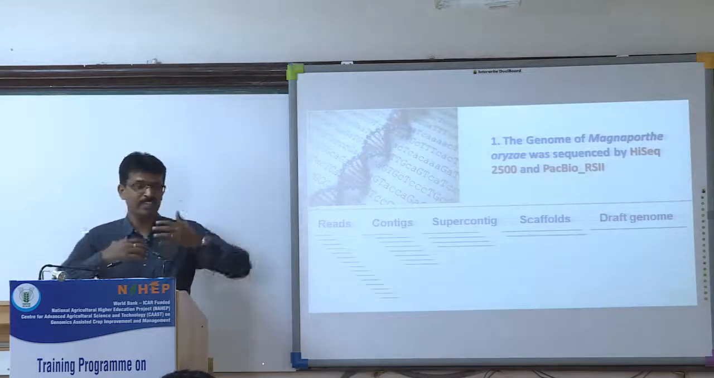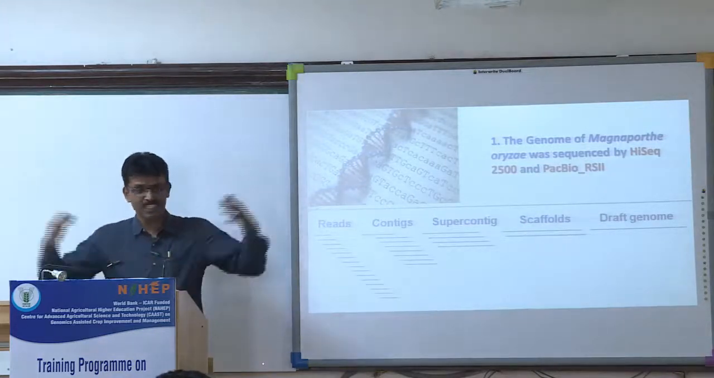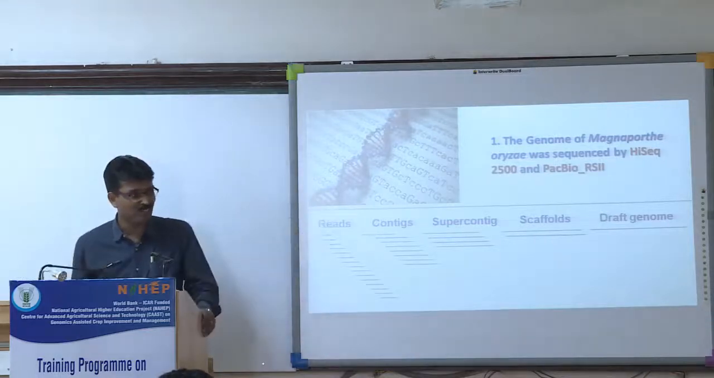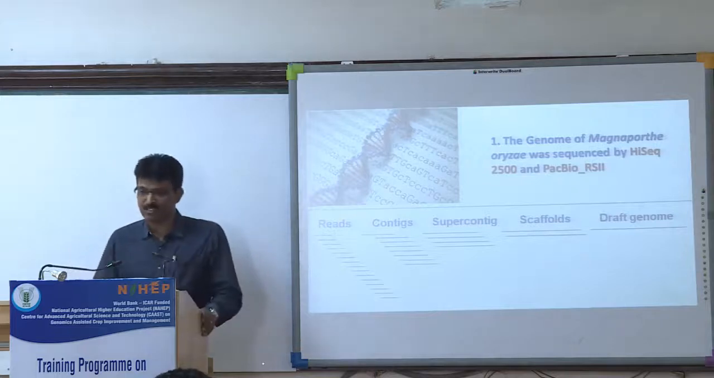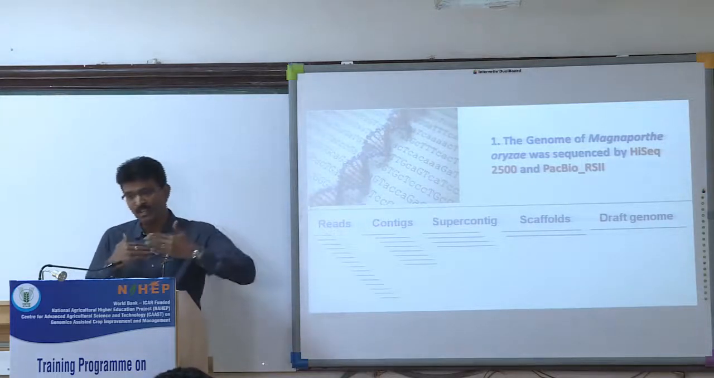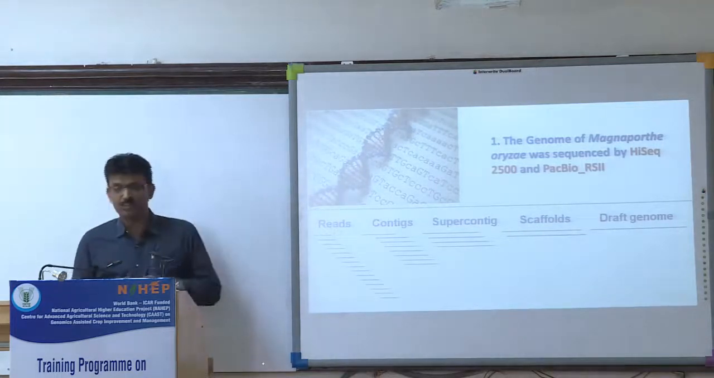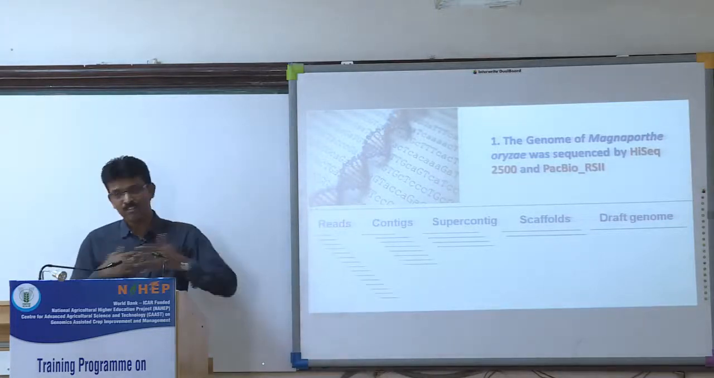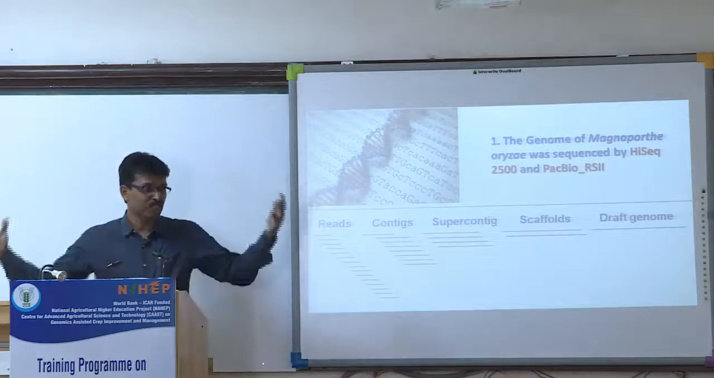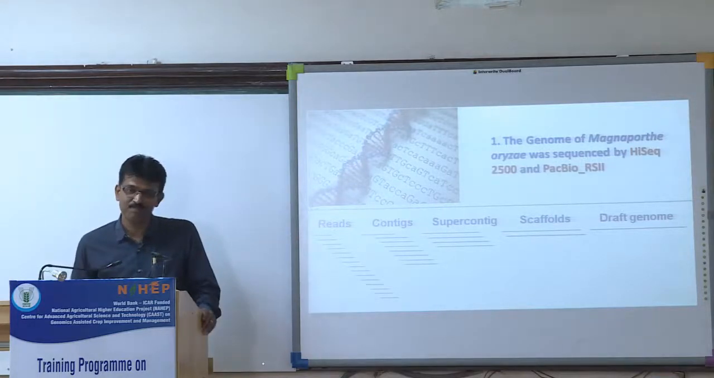Two contigs are again joined and create an even larger one, which is called a super contig. Then another terminology you will find is scaffolding. People use some kind of linkers to join these super contigs and make them even bigger. Scaffolds. The scaffolds are joined and made into a draft genome, right?